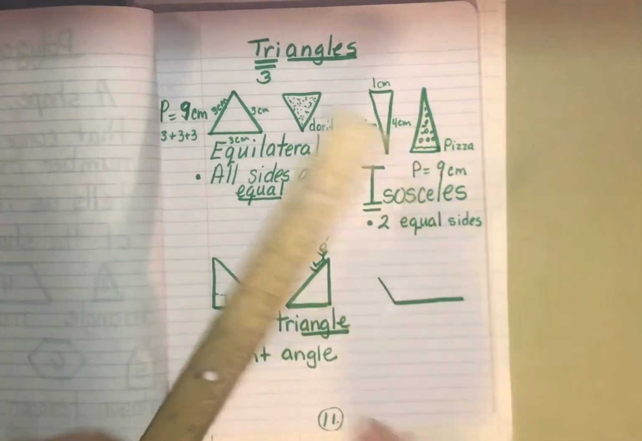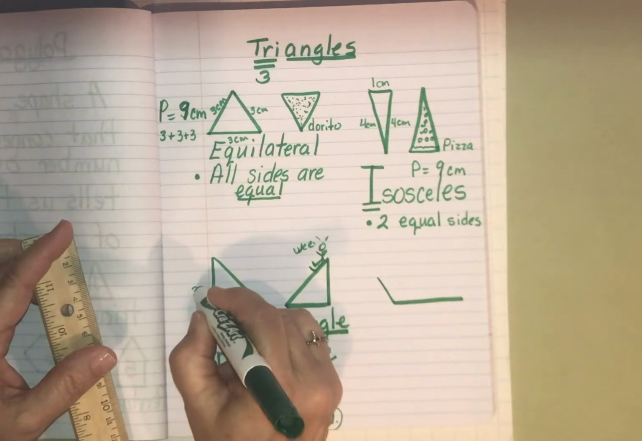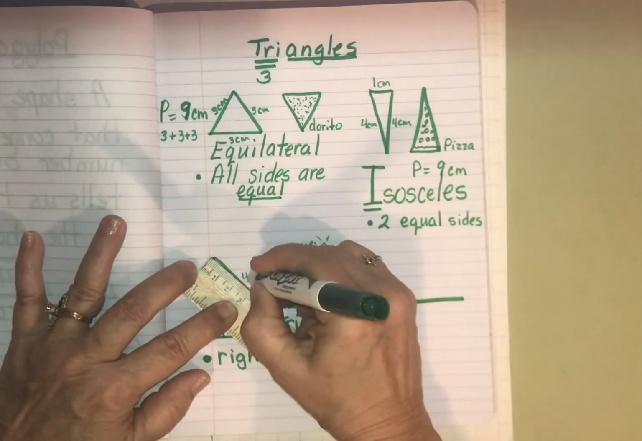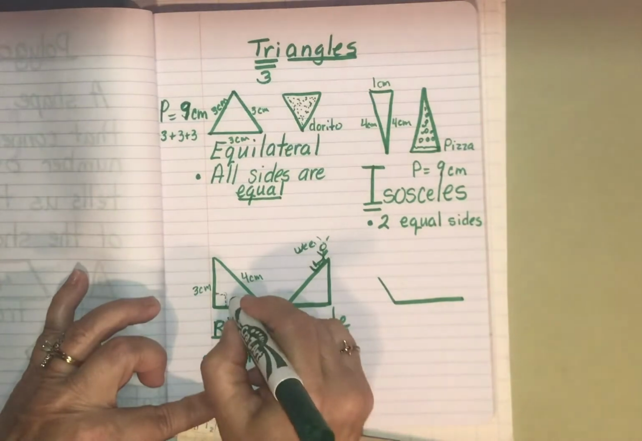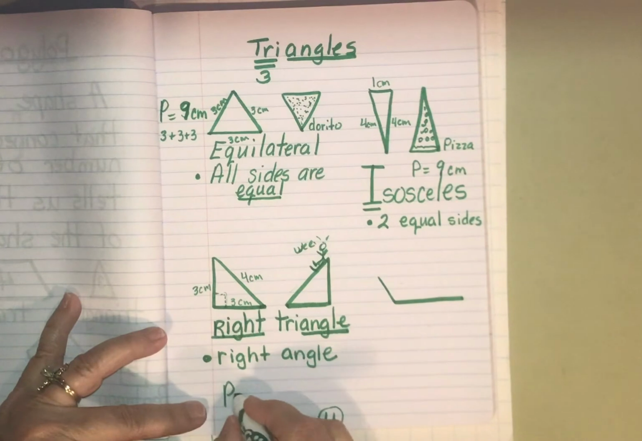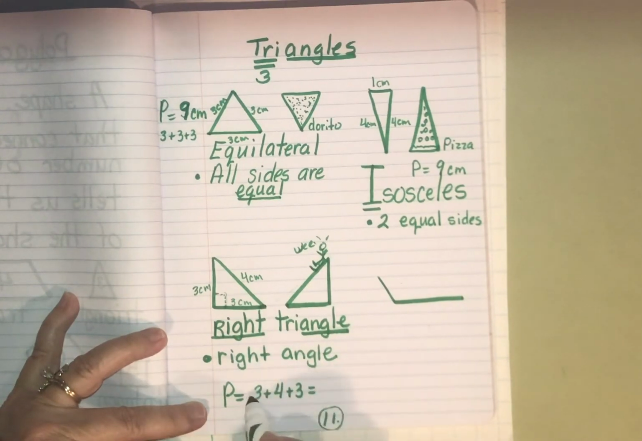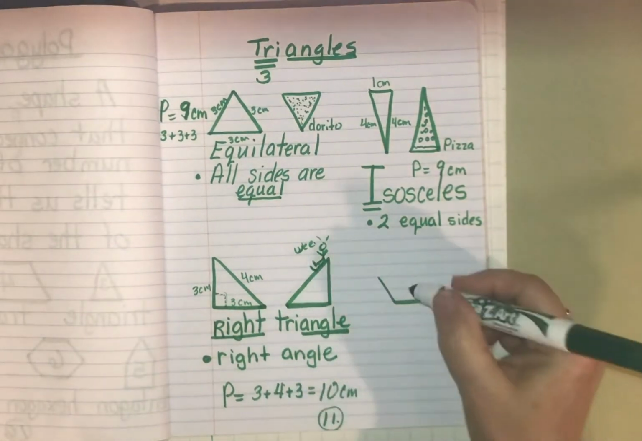For mine, we're using centimeters today. So for mine, this one was 3 centimeters. This one is 4 centimeters. And this one is 3 centimeters. So the perimeter, P, equals 3 plus 4 plus 3. That gives us 6, 7, 8, 9, 10 centimeters. Now let's go back over to this one.